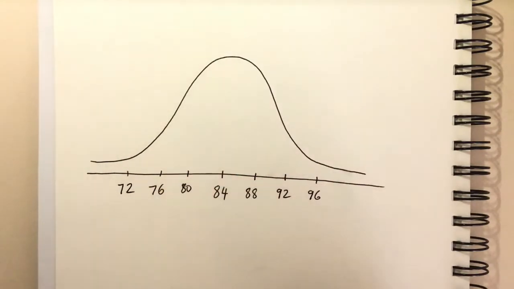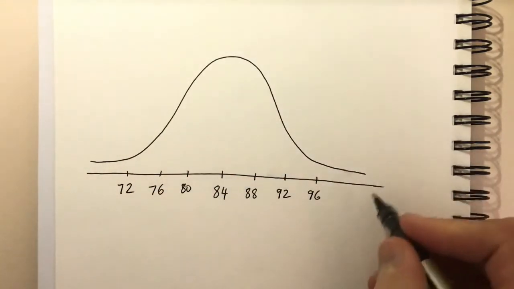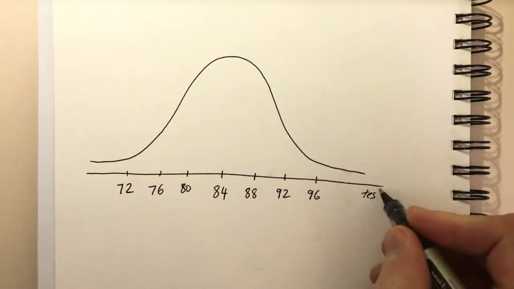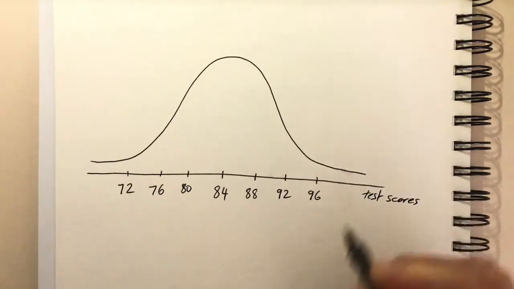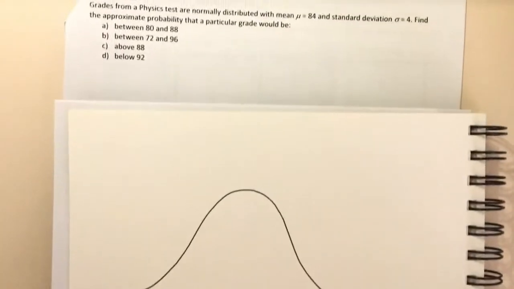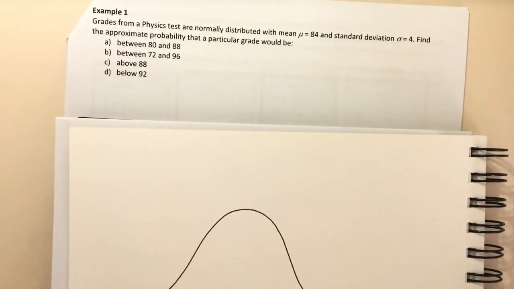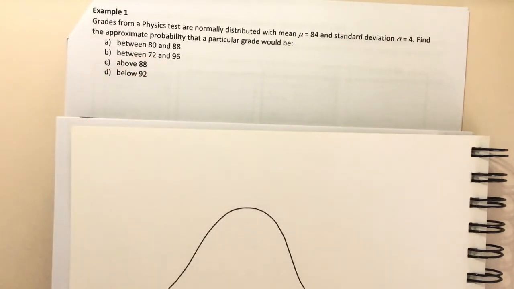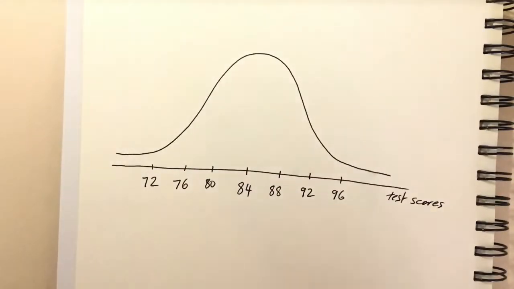Okay, so this is the distribution of, we could call this, test scores as our x-axis variable. The first question was to find the approximate probability that a particular grade would be between 80 and 88.